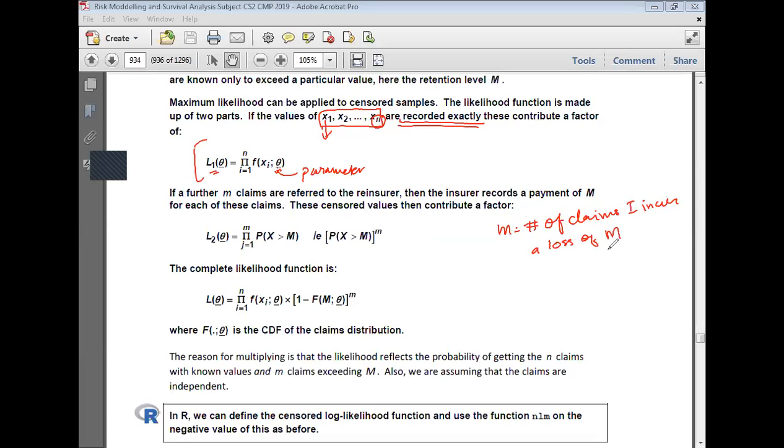And again, the very first thing that comes to mind, if I were to write a likelihood of these guys, would be what? Can you guys guess? Just don't look at what's there in the book. Try to guess. If I tell you the information that I am paying a claim amount of capital M, then what should be my likelihood function? So again, if I'm writing my second likelihood based on a parameter theta, I'll just have a product, i going from 1 to small m, because these are the number of claims I have for the loss of capital M. So what do you guys think I should write here?